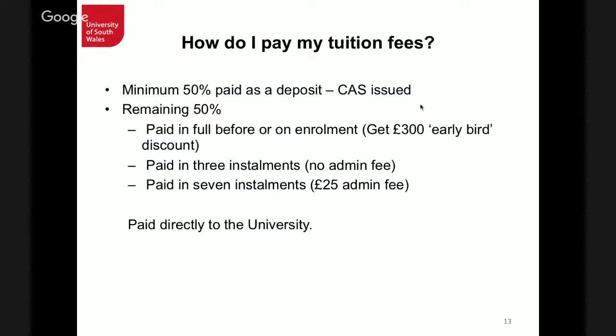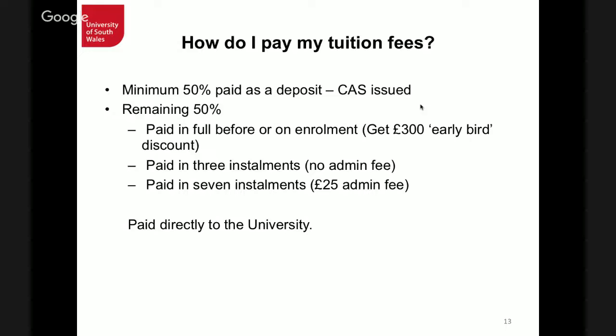So moving on to how do I pay my tuition fee. So if you decided you'd like to study with us, you must pay a minimum of 50% of your tuition fee as a deposit. So let's make things easy and say that your tuition fee is £10,000. Then £5,000 of that tuition fee would need to be paid in advance. Now, once you've paid that 50%, that means we can issue something called a CAS, and this is what you use to apply for your visa.